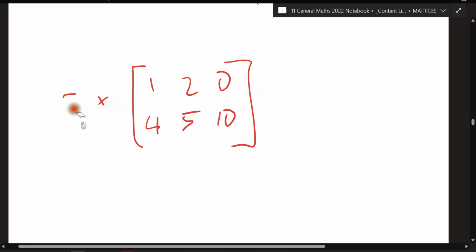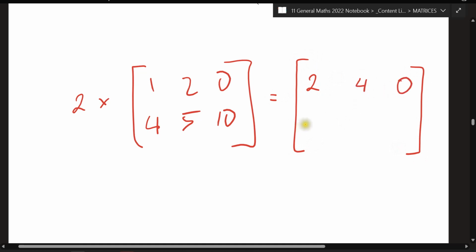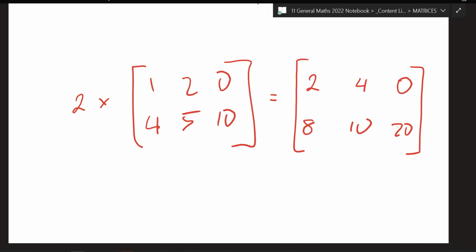So if, for example, I multiply this matrix by 2, let's just call out the answers. Tell me what the answers are going to be in this new matrix. If I multiply everything by 2, what's going to happen? 2, what's the next number? 4, 0, yep. 8, good. That's basically scalar multiplication. You're just multiplying the matrix by a certain amount.